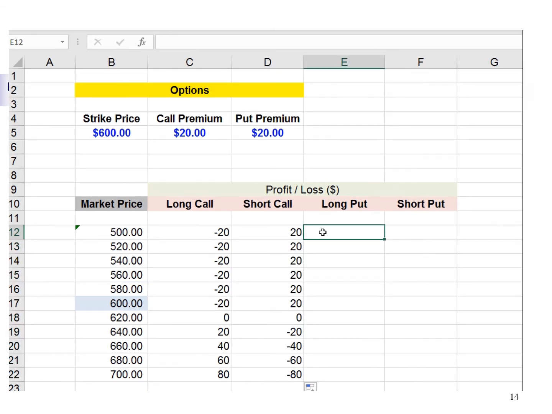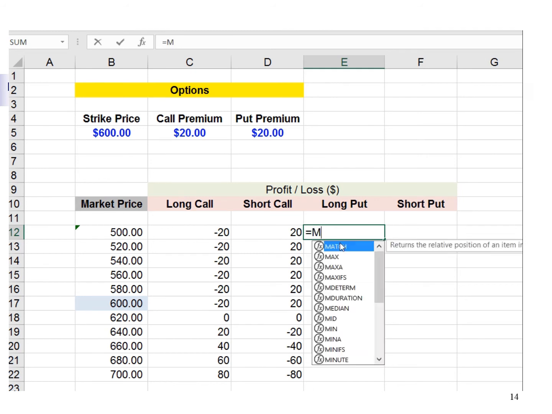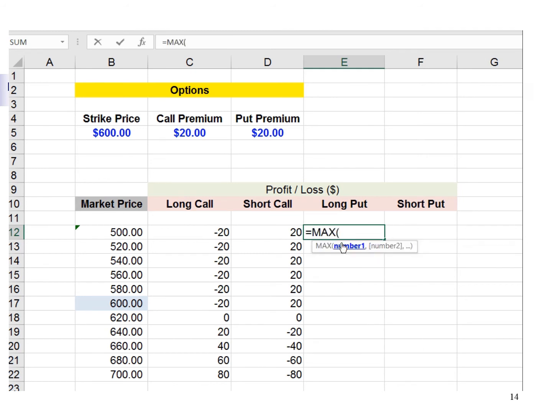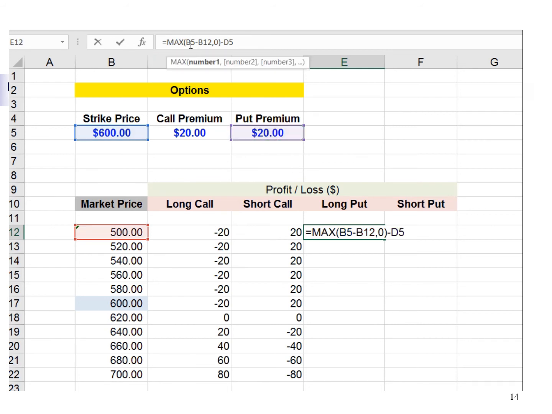Next, I'm going to calculate the profit or loss for put option. A put option will be in the money if the market price is lower than the strike price. I'm going to type equal MAX, open bracket, point the exercise price or strike price minus the market price, comma 0, close bracket, minus put premium. Take note that I will fix the reference cell for strike price. I'm going to type F4 here and fix the reference cell for put premium. I shall type F4 here too.